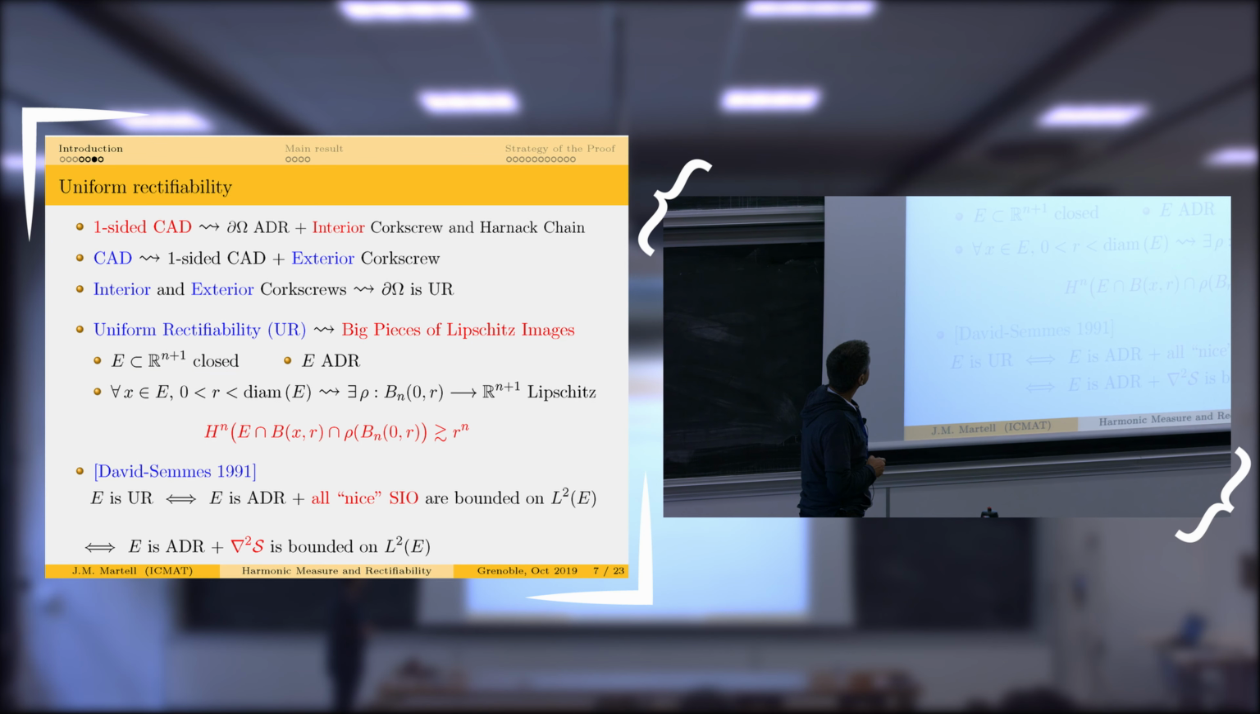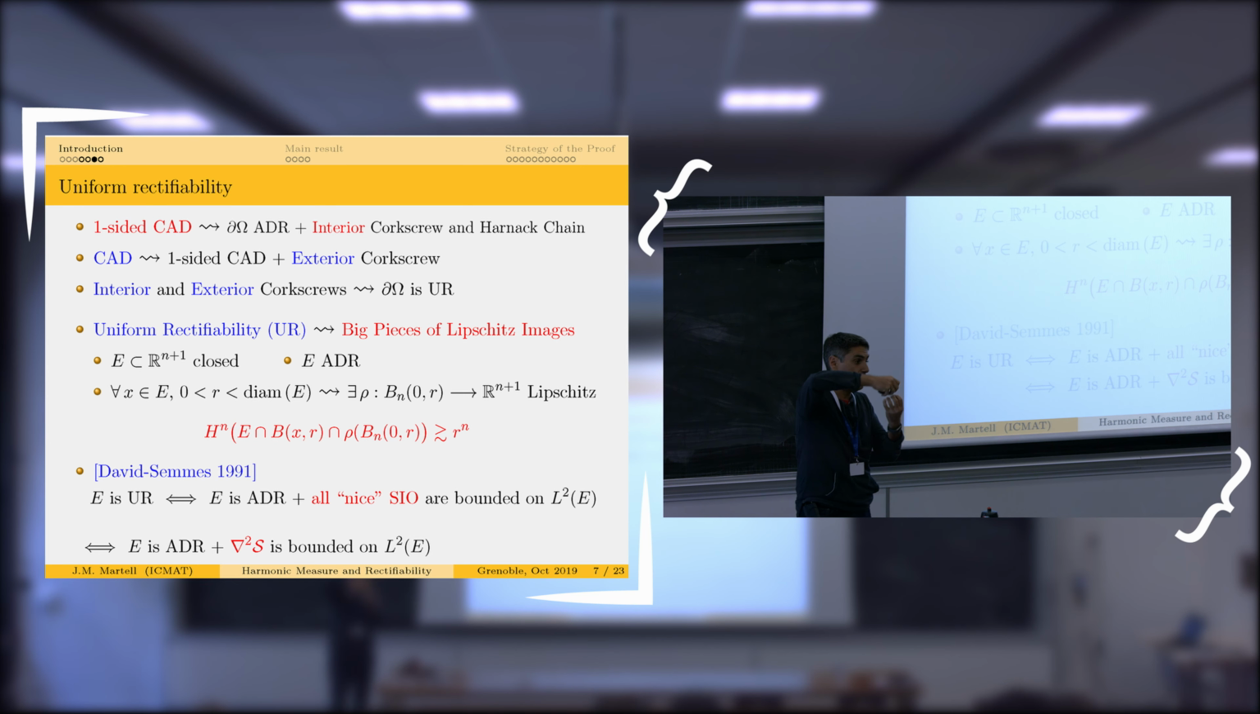Okay, all right. So let me remind you of the definition. One-sided Corkscrew is Ahlfors regularity and only interior openness and connectivity, and Corkscrew domain is the same thing plus an exterior openness. Okay? So this is at the heart of the proof of David and Jerison and Semmes, that when you have interior and exterior corkscrew, your domain is uniformly rectifiable. And this is about regularity.